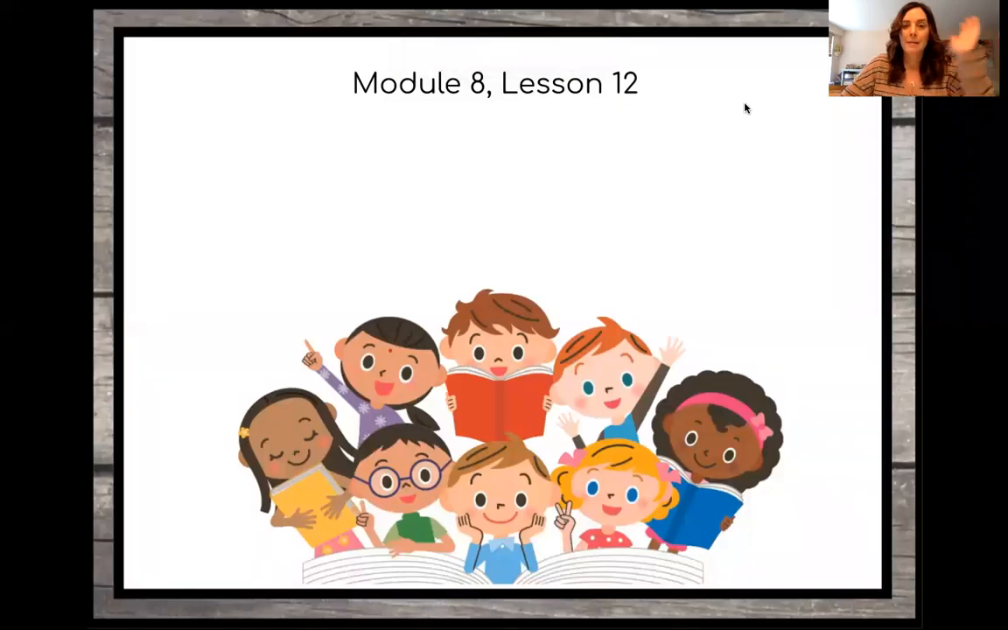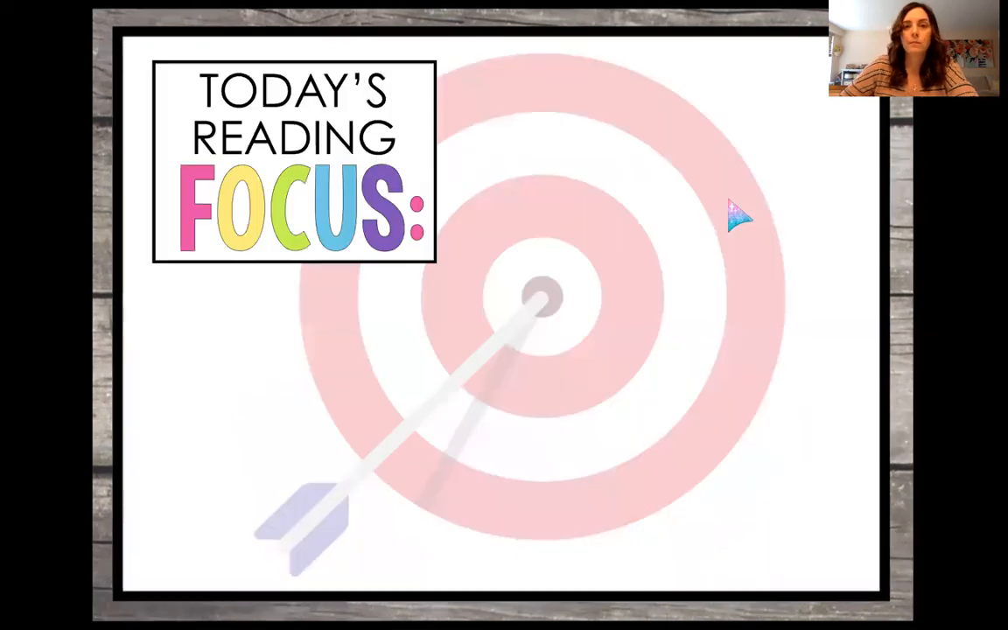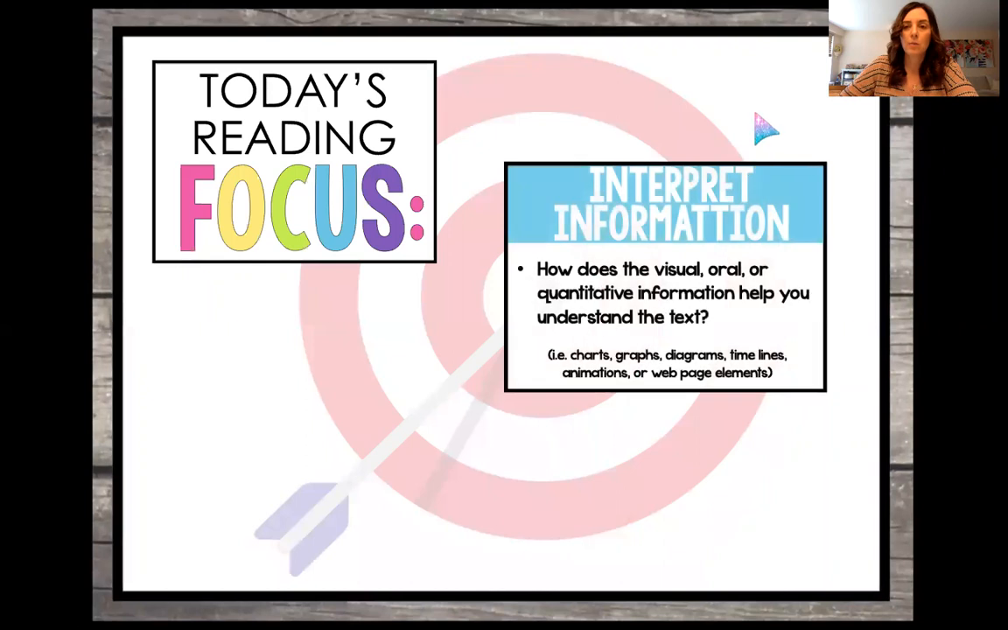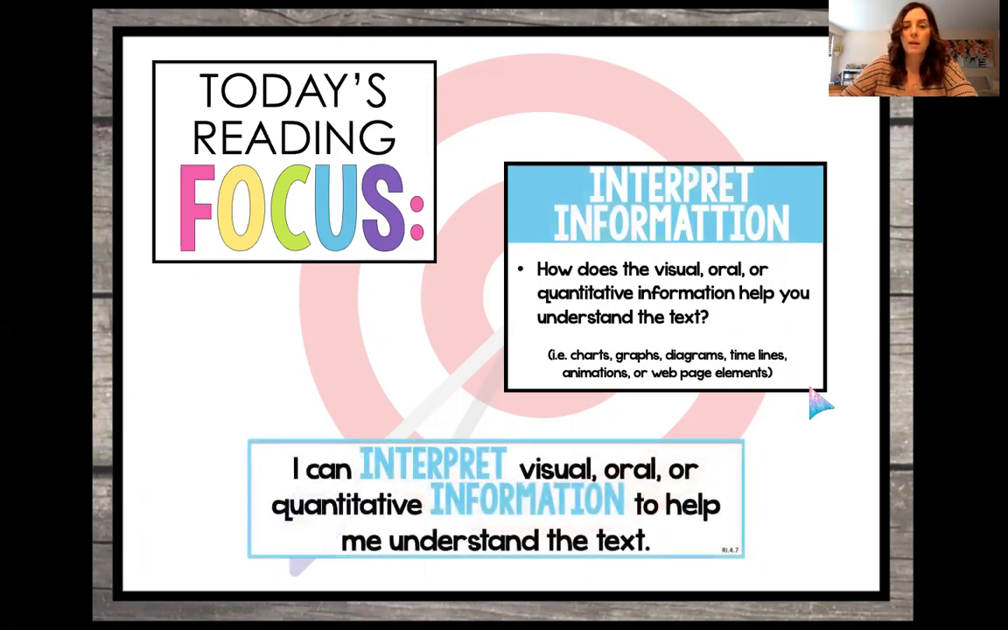Hi, everyone. This is Module 8, Lesson 12, and we are going to talk a little bit today about graphic features. Today's reading focus is on interpreting information. So we're going to look at how visual, oral, or quantitative information helps us understand a text. And our learning target today is: I can interpret visual, oral, or quantitative information to help me understand the text.